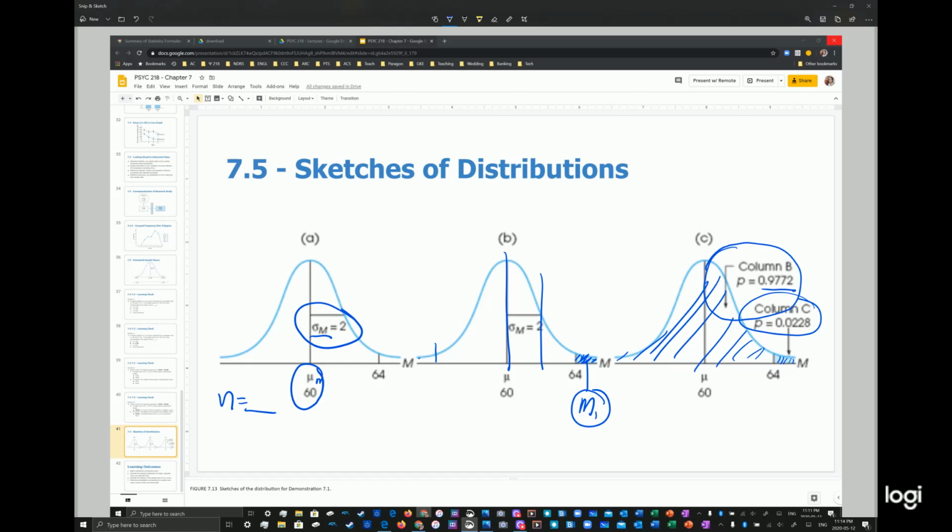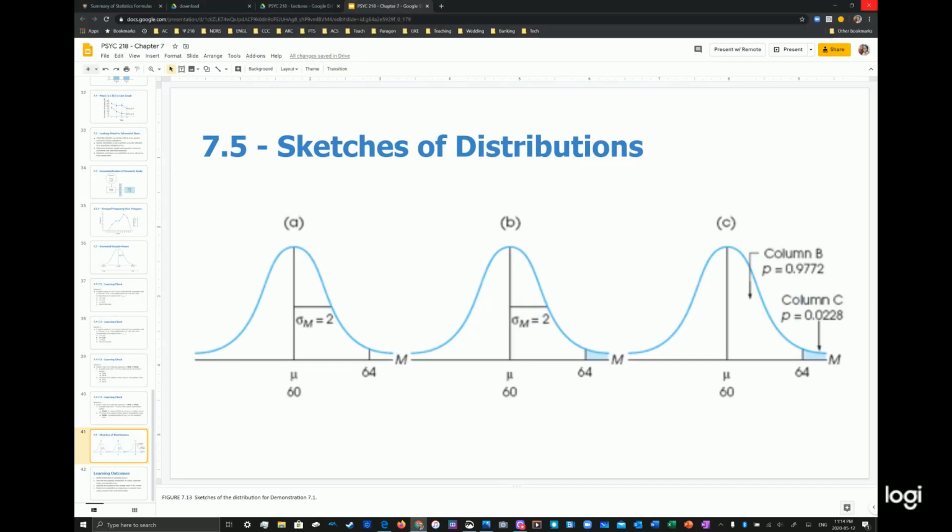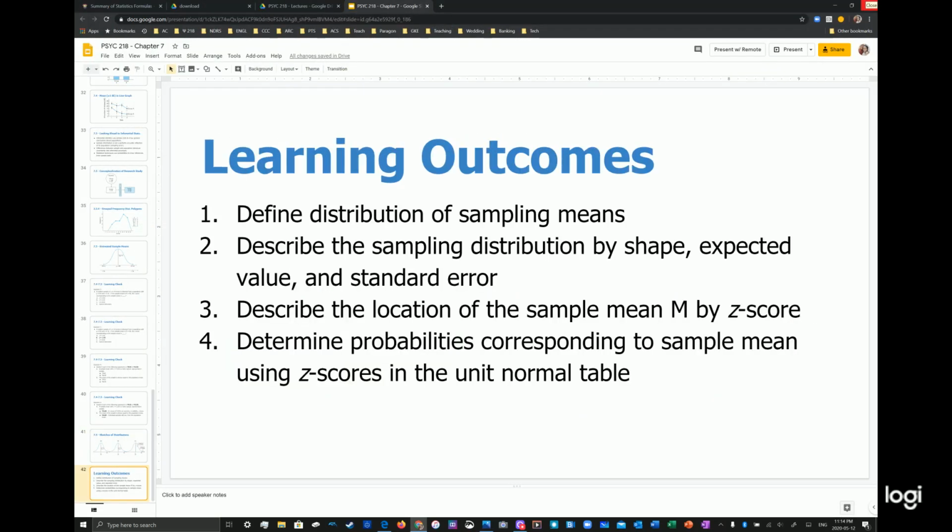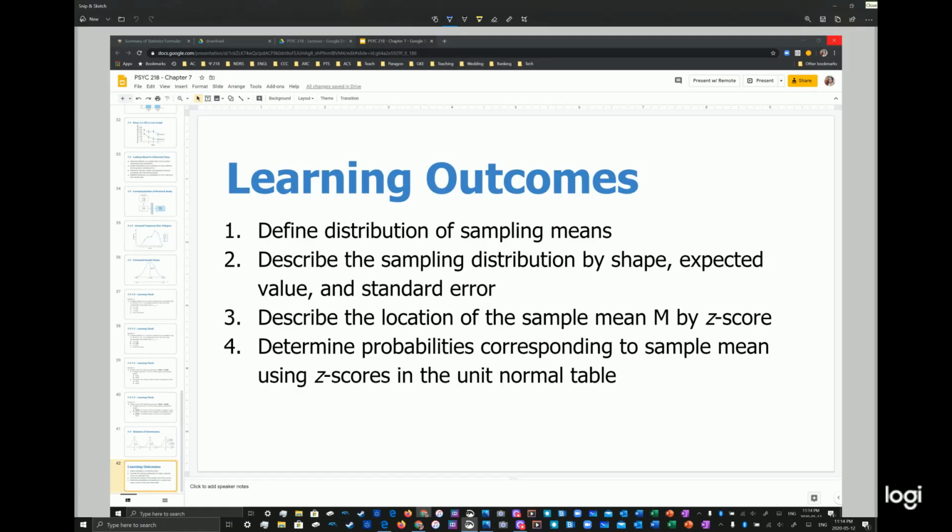So those are the kind of questions we're going to ask next chapter when we start to look at hypothesis testing, to see whether the sample mean, or the sample, comes from something that is different from the population. So that's it for today in terms of Chapter 7, where we looked at the distribution of sample means as a way for us to compare samples to populations.